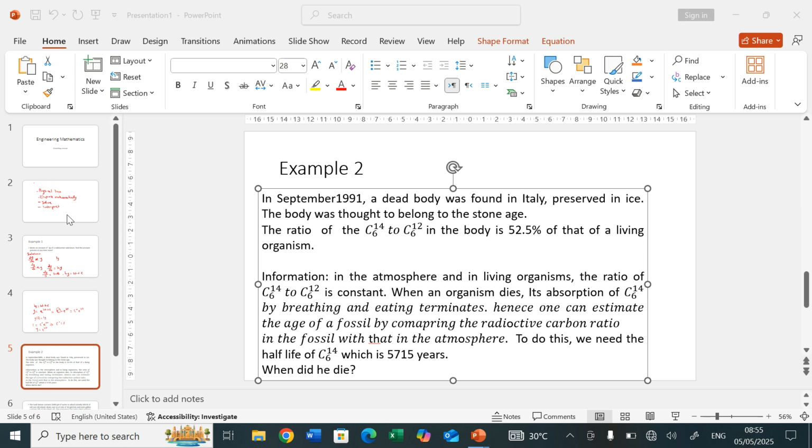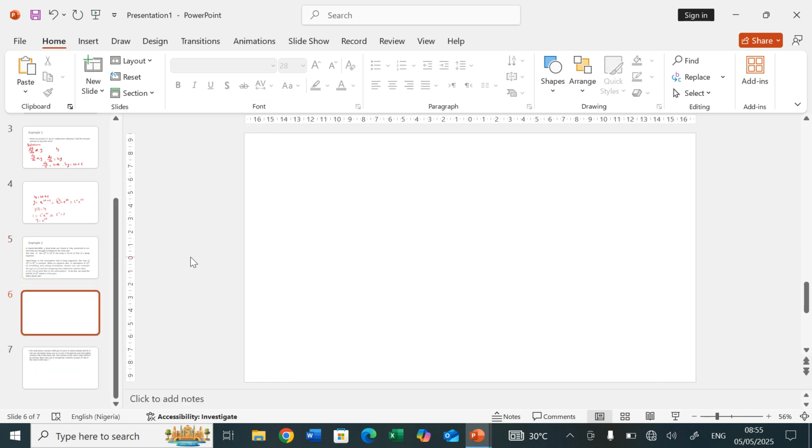To do this, similar to the last one we treated, we shall start from the radioactive decay process, which is the physical law guiding this. Now, the C14 to C12 ratio is taken to be y. Let's take that to be y, carbon-14 to carbon-12. Since it's radioactive, the rate of change of this, dy/dt, is proportional to the y present, which is the physical law guiding the radioactive process.